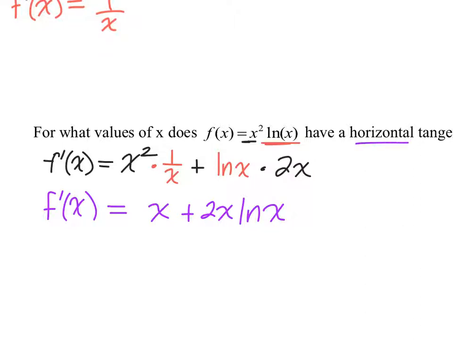Horizontal tangent, that happens when the slope of the tangent line is equal to 0. The derivative is the same as the slope of the tangent line. So set this puppy equal to 0. On the right-hand side, I have a common factor of x.